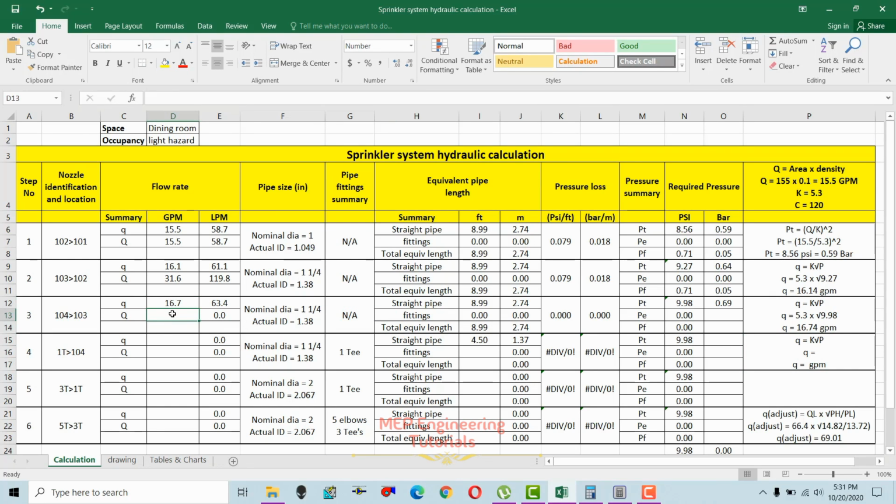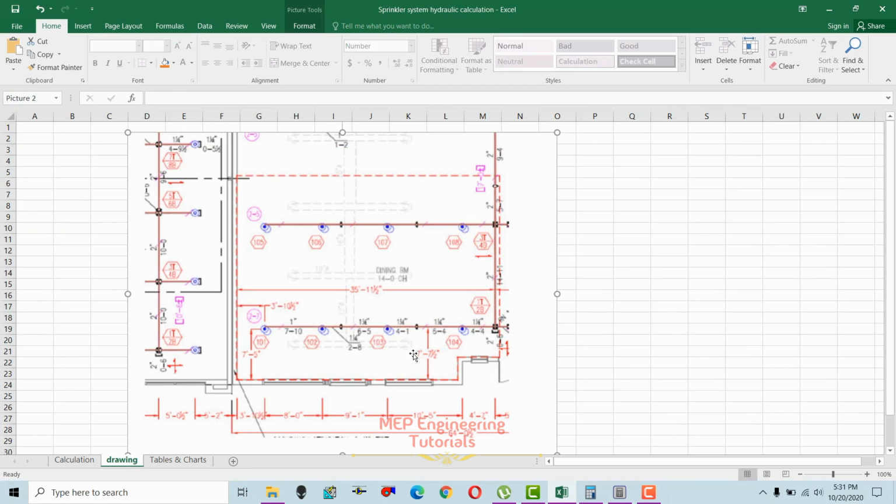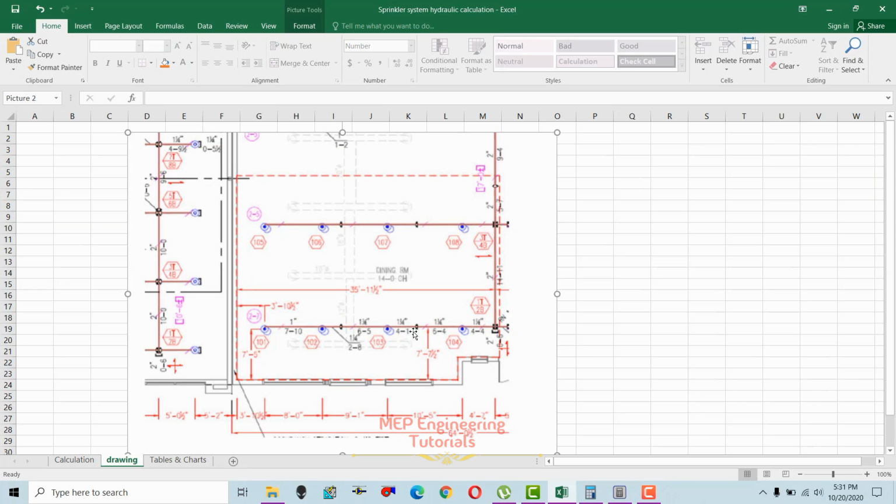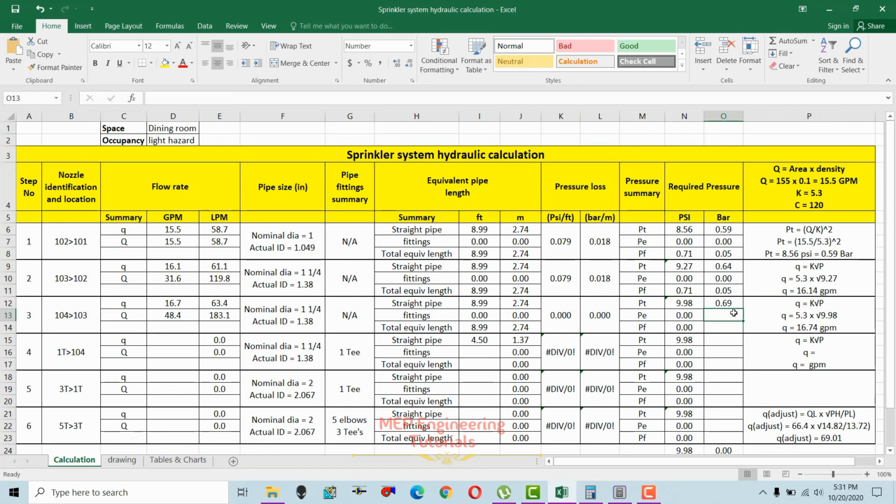So how you will get total Q again is equal to the previous one plus the one which we calculated now. So capital Q is 48.4 GPM. So that means the flow at this point is 48.4 GPM. So now the flow rate is done. Since there is no change in elevation at this point, we're gonna make it 0. There is no pressure loss due to change in elevation, that's why it's 0.